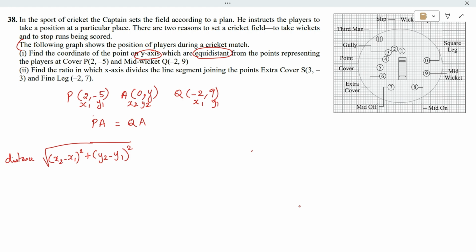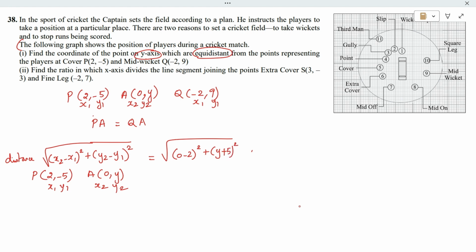Here the point P is 2 comma minus 5 and the point A is 0 comma y, and I represented the coordinates here. I'm just labeling it as x1 y1 x2 y2. So this will be root of x2 minus x1, so 0 minus 2 the whole square, plus y minus of minus 5, will be plus 5 the whole square, isn't it?